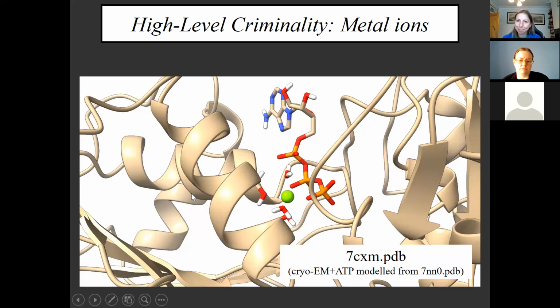So if you're going to run a simulation of this thing, you're going to have to build these water molecules in, and you're going to have to make sure that the chemical groups are pointing in the right direction towards your metal so that the interaction is represented.